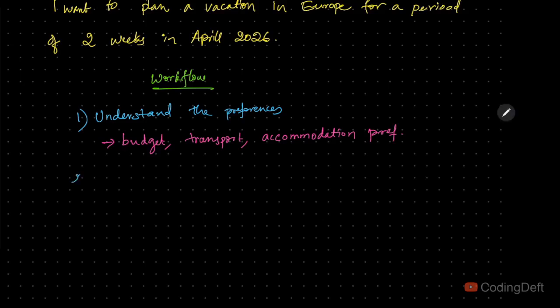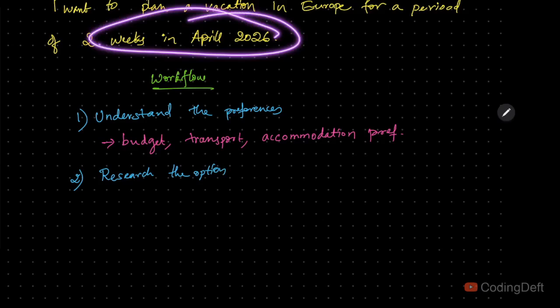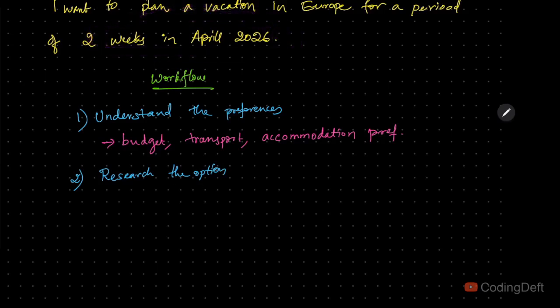The second step would be to research the options. So, for the given date and the duration in the input, it needs to find what are all the different options that are available. Like it needs to look for available hotels and to commute between hotels and local destinations. It needs to look for local transport options.